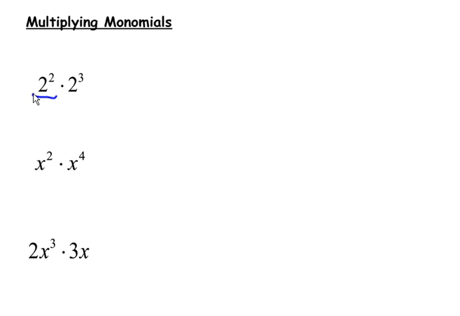2 squared means 2 times 2. 2 to the third means 2 times 2 times 2. So when we look at this in expanded form, we see that we have 2 multiplied times itself 5 times. So this gives us 2 to the 5th.